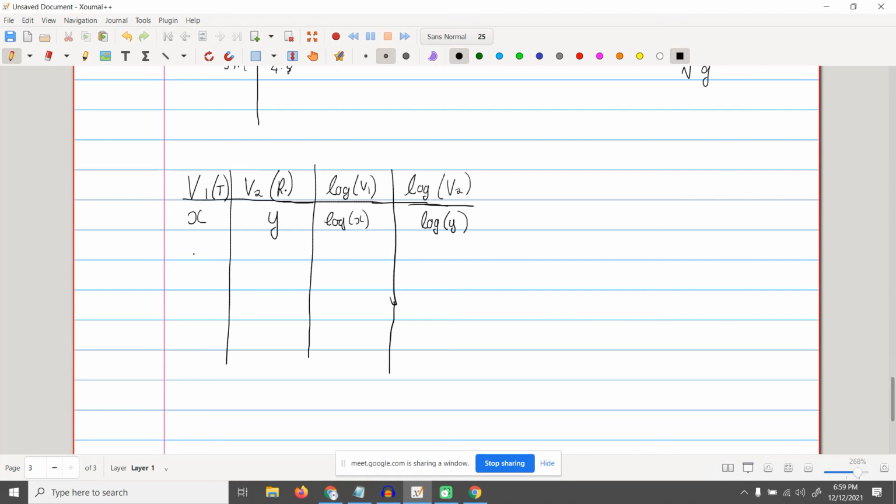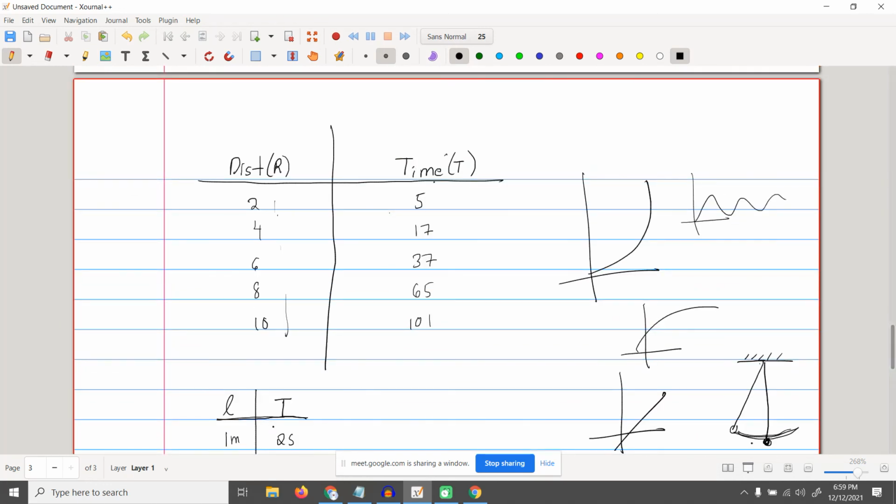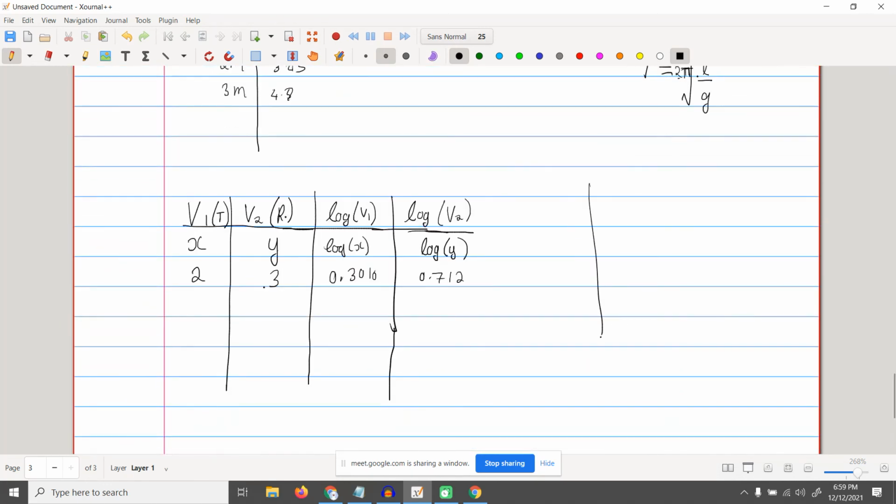If x is 2 and y is 3, log of 2, if you look at the log table, you'll get 0.3010, and log of 3 is 0.47 something, I don't remember. If you do the log of distances r and times t, you will get a straight line. You will get a straight line.